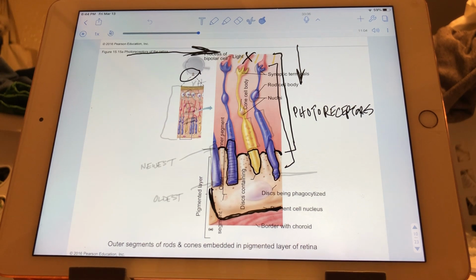This is an outer segment of a rod. This is an outer segment of a rod. If you look really carefully, you can see that these outer segments are divided into discs. They almost look like they're ribbed. Okay. Well, the oldest discs, so hard to say, are here. And the newest discs are here.